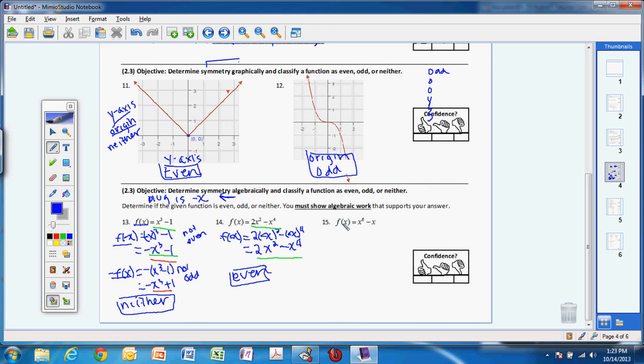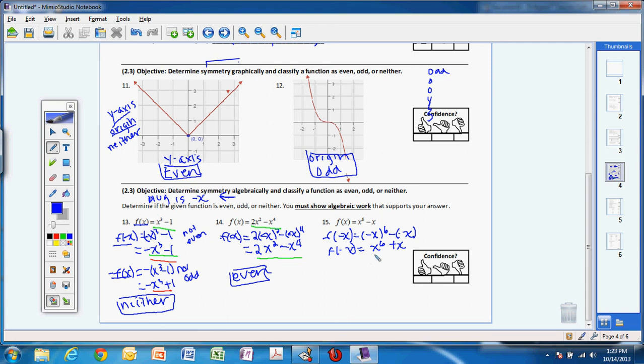For number 15, we want to find if it's even or odd. So I plug in negative x, and we're going to get negative x to the 6th minus a negative x. Remember, anything inside raised to an even power is going to be positive, so this is going to be x to the 6th. And then here we have a minus negative x, which switches to a positive x.